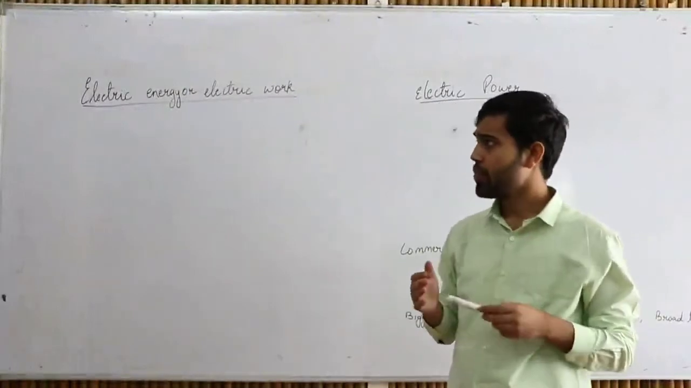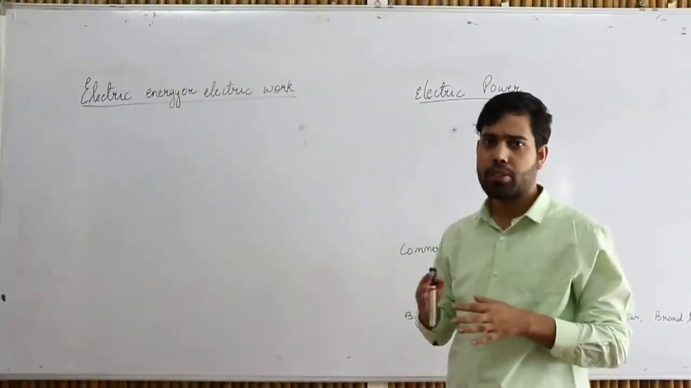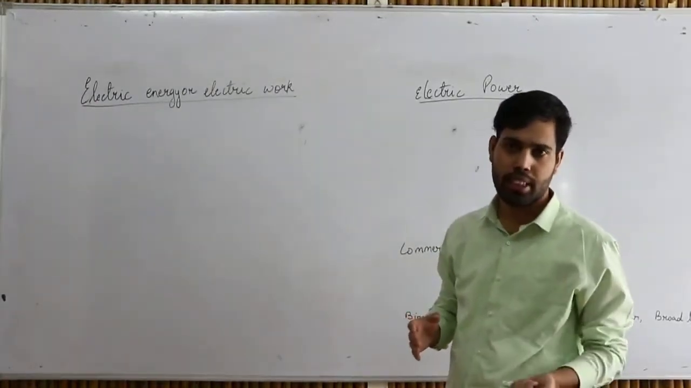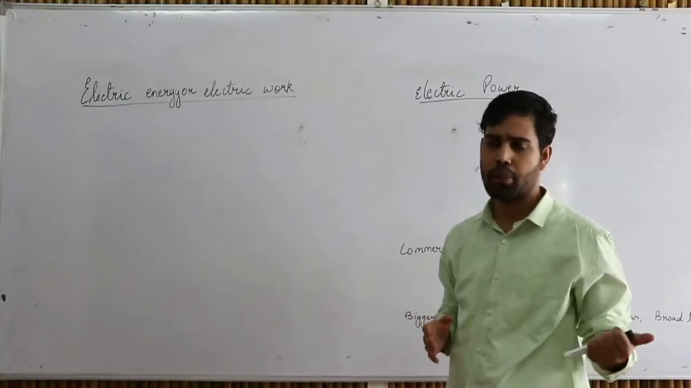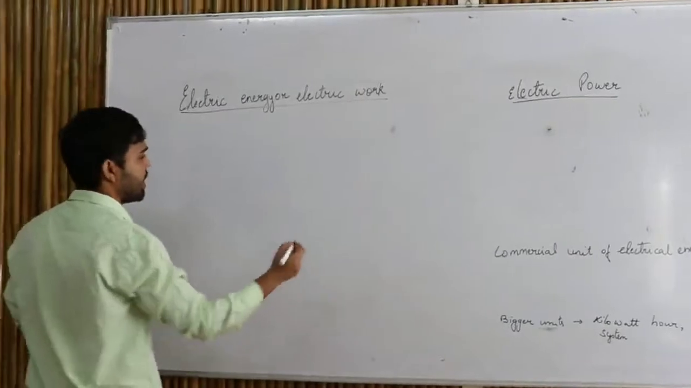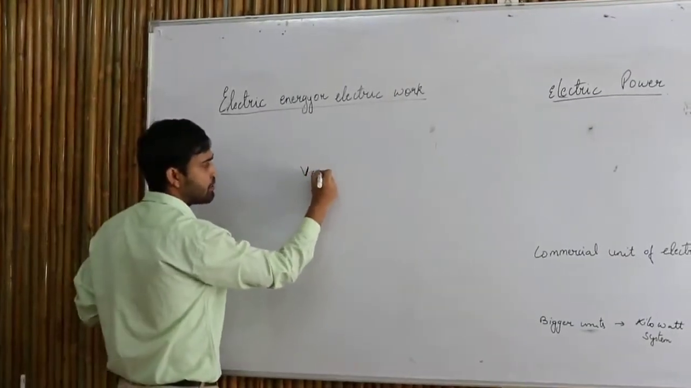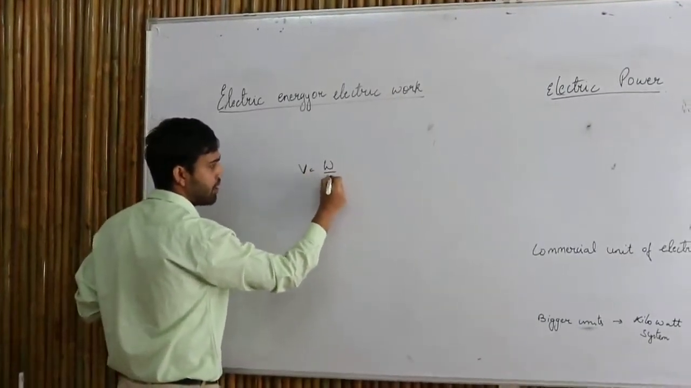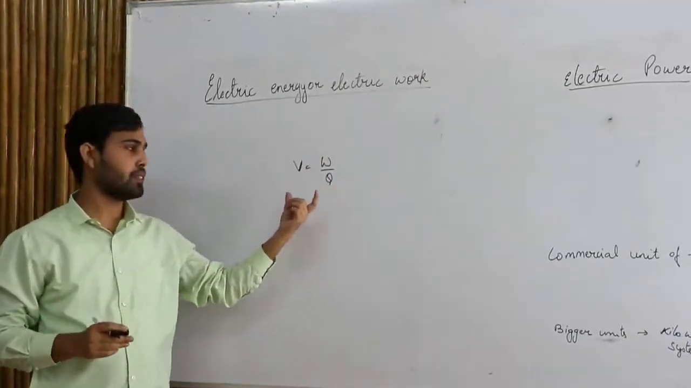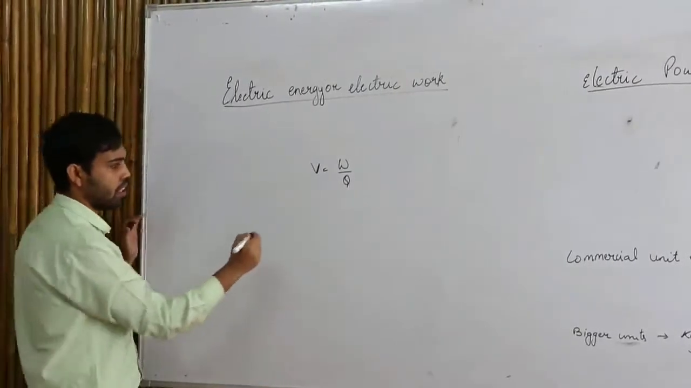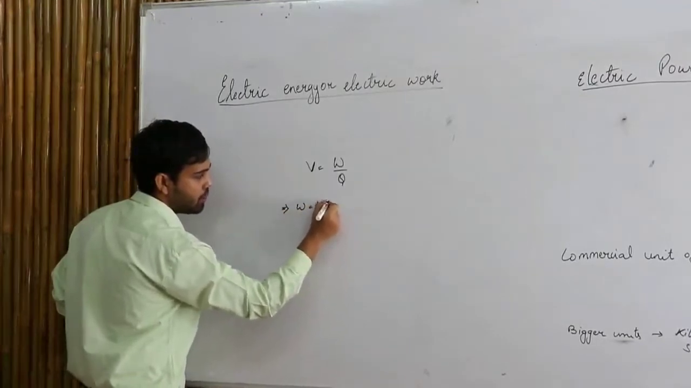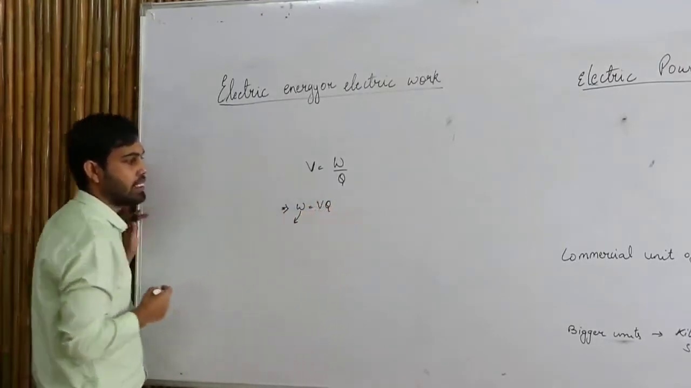Earlier, we have talked about electric potential. What was electric potential? It is the amount of work done in moving a unit positive charge from one point to another. Mathematically, it was expressed as V is equal to W by Q. So it is the amount of work done in moving a unit charge from one point to another. From here, I have W is equal to VQ. Now this is my electric work.